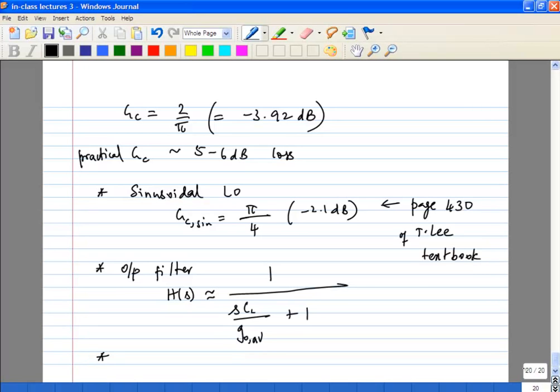So let's say you want to boost the gain. Okay. You can try to do some kind of L match at the input, which will give you some kind of passive gain boosting.